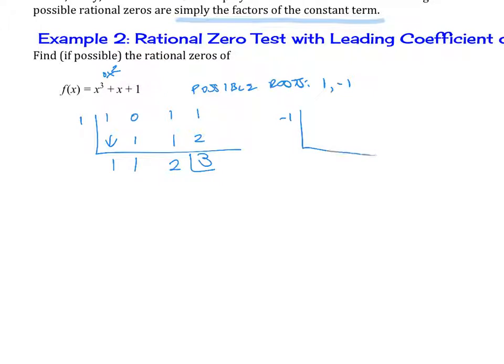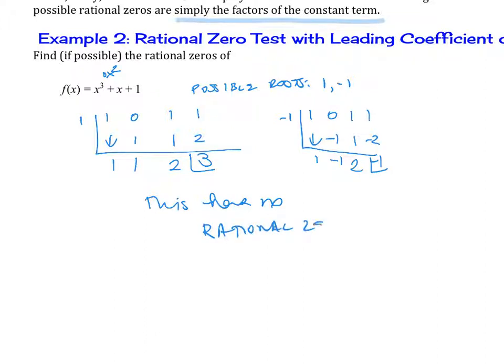So let's try negative 1 and see what happens. So 1, 0, 1, 1, we get 1, negative 1, negative 1, positive 1, 2, negative 2, and then a negative 1. So what this tells us is this has no rational zeros.